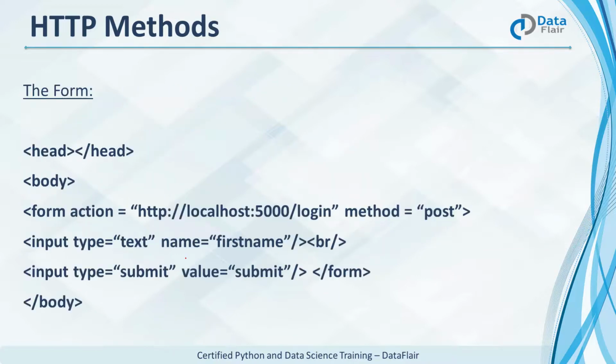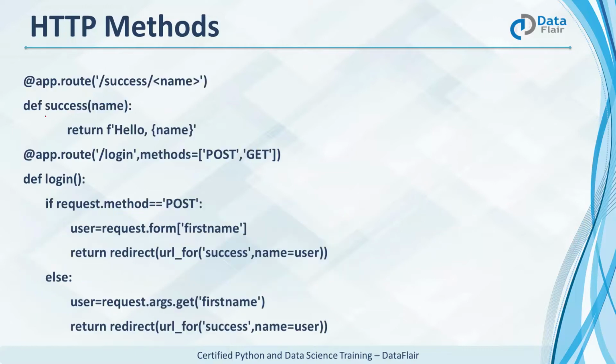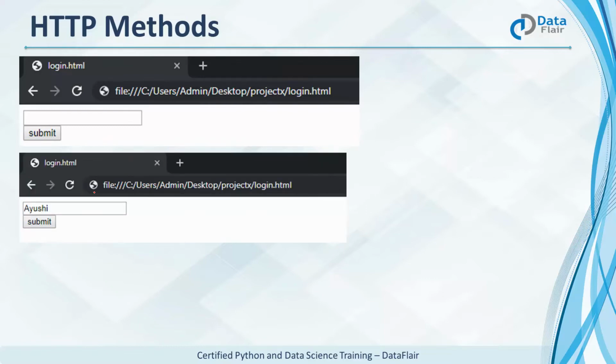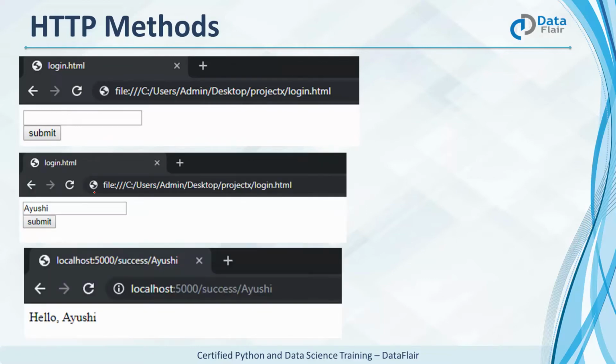Say this is the form we have. We have two inputs, one for first name and one for the submit button. And the form sends a POST request and takes us to the login page. And we have two functions in demo.py, success and login. success prints a greeting and login redirects to success with whatever first name we use. So we get to the login form, we type in Ayushi. When we hit submit, it takes us to the success page and prints out the success message.